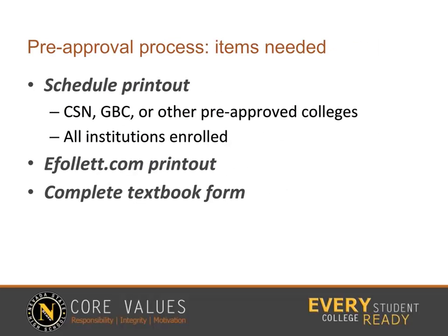Okay, now buckle up. Here are some items needed for the pre-approval process. You will need 3 documents to receive pre-approval from Nevada State High School. Your schedule printout from CSN, GBC, or any other college that you attend with Nevada State High School approval, your eFollett.com printout, and a completed textbook form. We will be going over how to get all 3 of these required documents. Click to the next slide when you are ready.